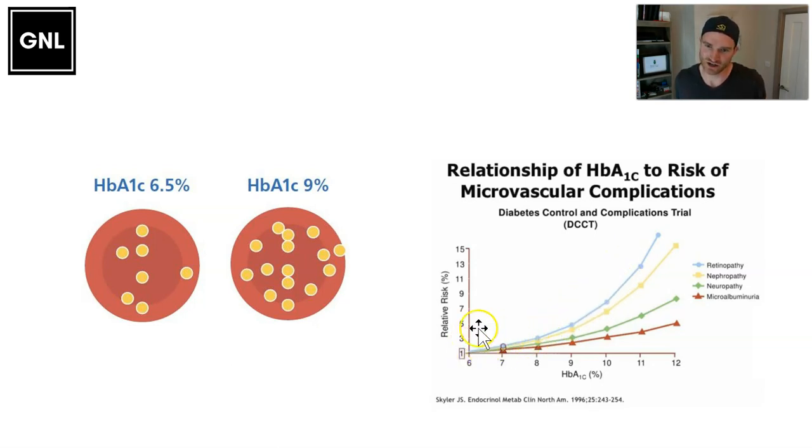So the suggestion is to try and get the HbA1c at 6.5% or 48 millimoles per mole and lower, as that's going to make sure your small vessels, your eyes, your kidneys, your hands are going to be protected in the long term. So that's why we look at HbA1c and aim to keep it below 6.5% or 48 millimoles per mole.